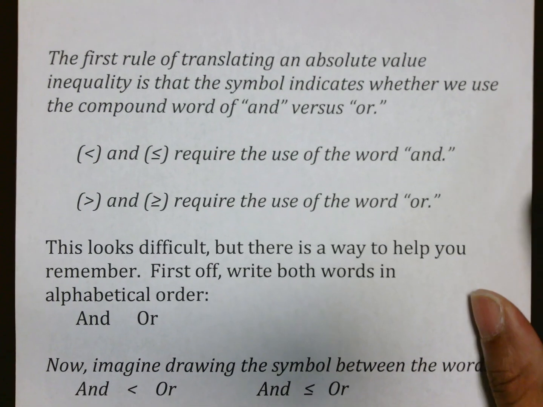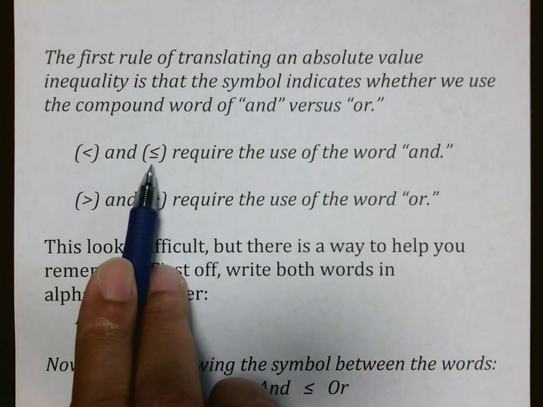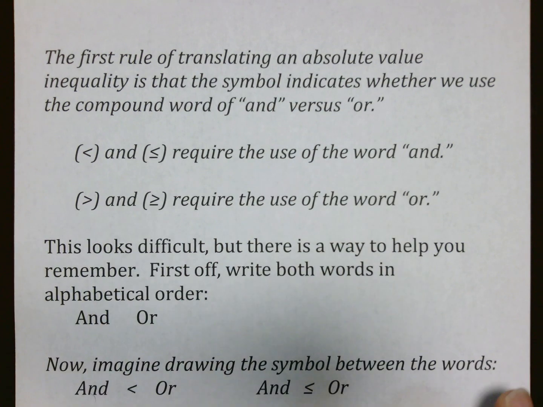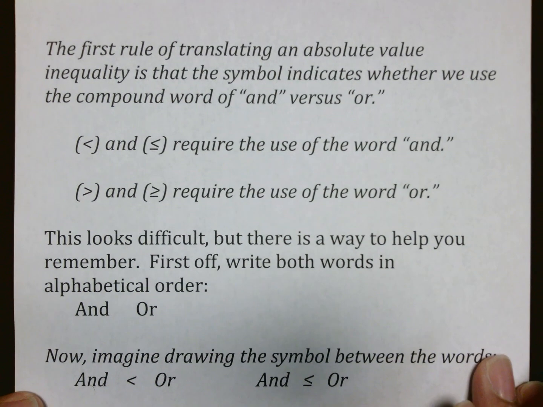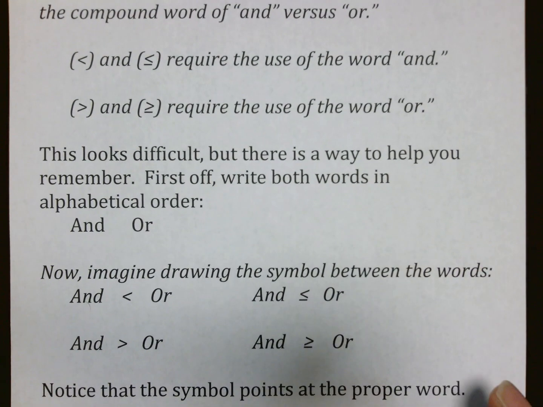First rule of translating absolute value inequalities is that the symbol indicates whether we use the compound word and or or. The symbols that point to the left, less than and less than or equal to, are going to be for and. Greater than and greater than or equal to require the word or. It looks difficult, but I usually try to give you a way to help you remember. Your job is to practice that skill, study that skill, and be ready whenever it counts. Even in my 136 class, I have students who chose not to study that part, and they had major issues on that test, and it cost them a lot of points. So all you have to do is put a little bit of time in, and I promise you it is not hard to tell whether it's and or or.